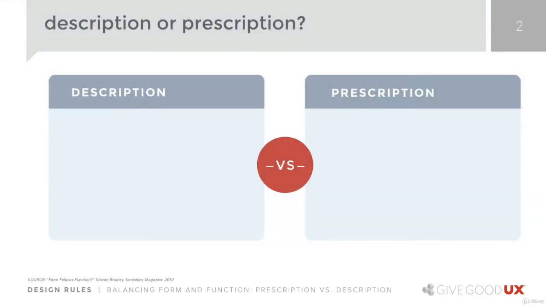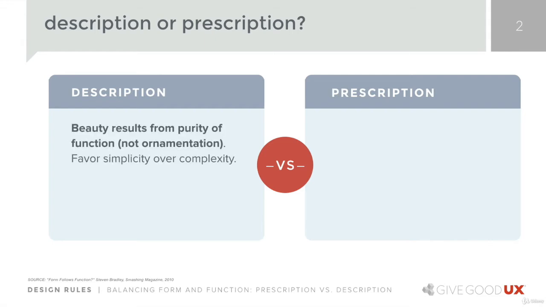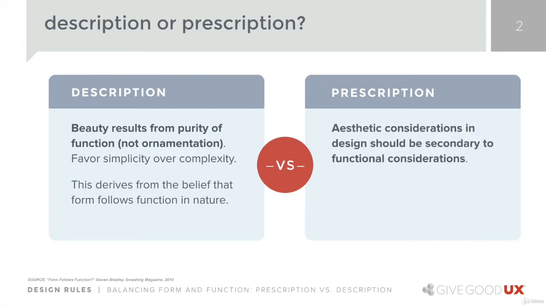On the description side, when we consider form follows function, that means this. Beauty only results from purity of function, not ornamentation, not what it looks like. It means that we favor simplicity over complexity across the board. This comes from the belief that form follows function in nature, right? Which it doesn't. The prescription side of this says that aesthetic considerations in design should be secondary to functional considerations.